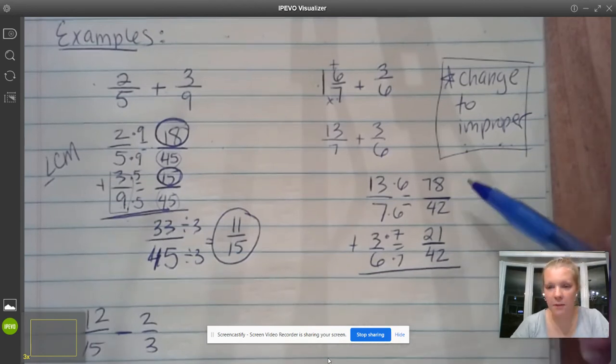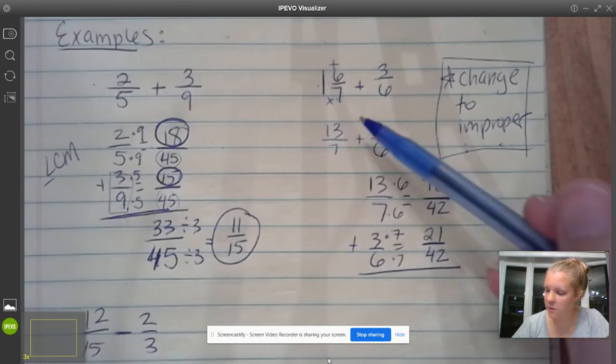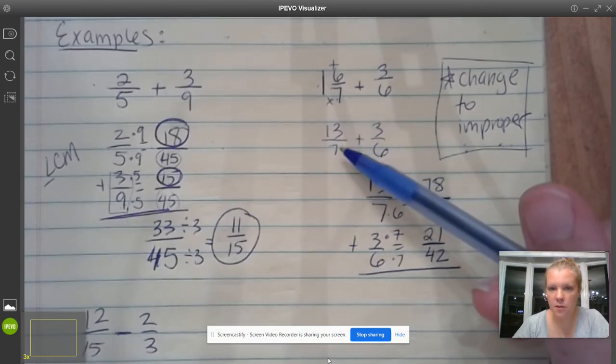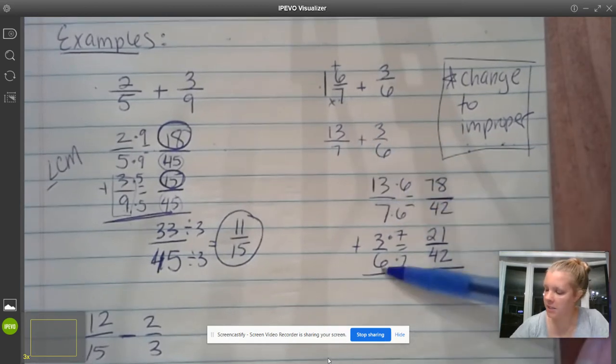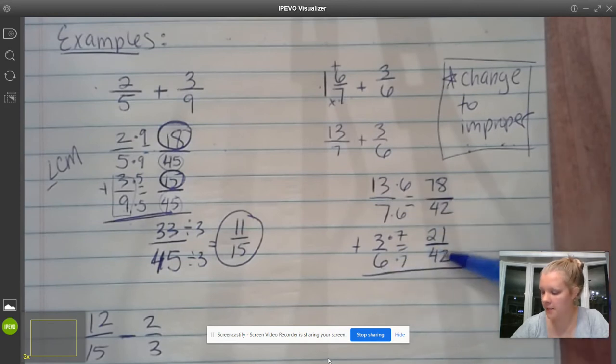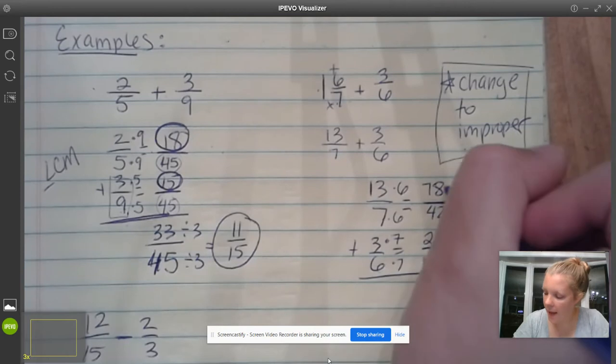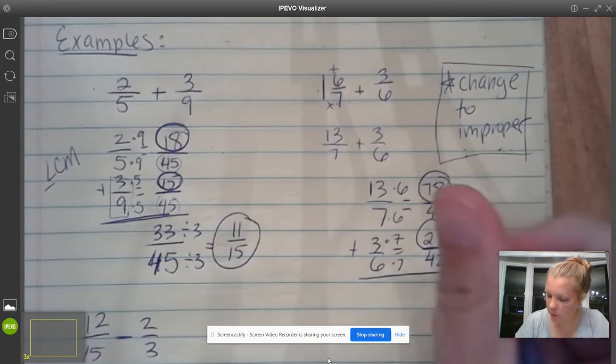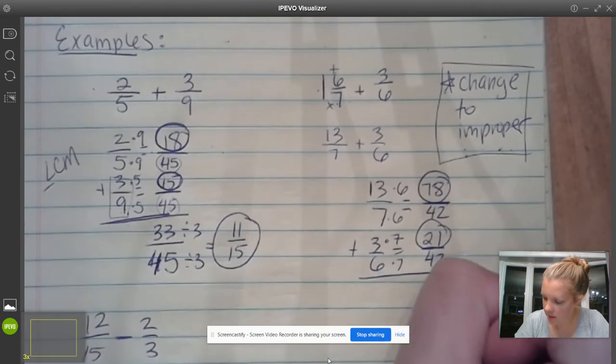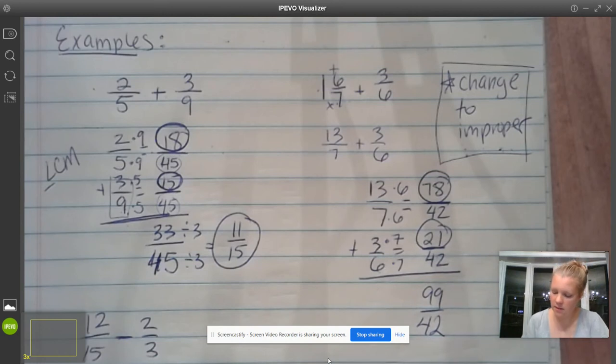But we were adding these fractions. We first changed it from a mixed number to an improper fraction. Then we stacked the fractions. We got a common denominator of 42. And then we add the numerators. 72 and 21 is 99. And the denominator stays the same.